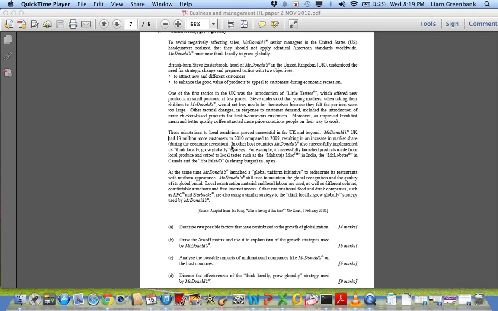But in this paragraph, it says McDonald's had 13 million more customers in 2010 compared to 2009, resulting in an increase in market share. So we can indicate that this is where the case study is talking about the success of McDonald's so far. And here, in other host countries, McDonald's also successfully implemented its Think Locally, Grow Globally strategy. So again, more talk about it being successful here.